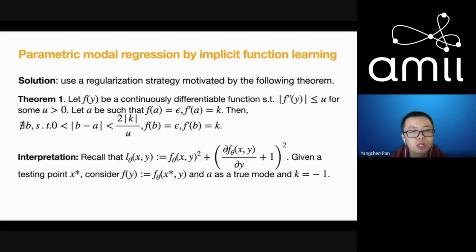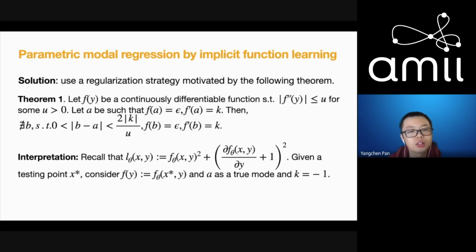So the interpretation is this. Given the testing point x star, we can consider the f of y in theorem 1 to be the function f subscript theta, given that x is equal to x star. So we consider y as the independent variable.